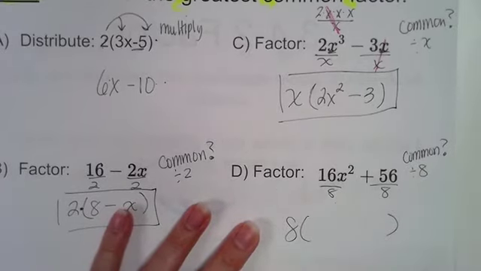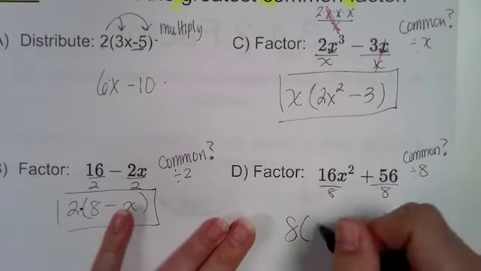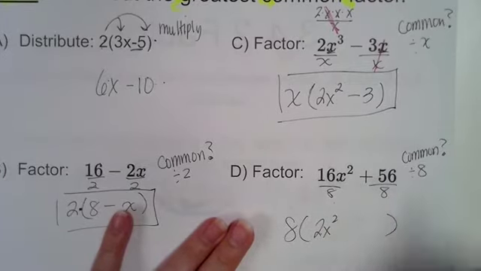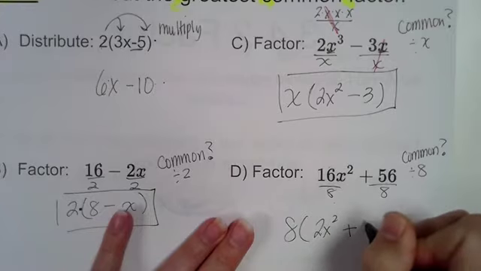16x squared divided by 8 is what? 2x squared. 16 divided by 8 is 2. And 56 divided by 8 is 7.